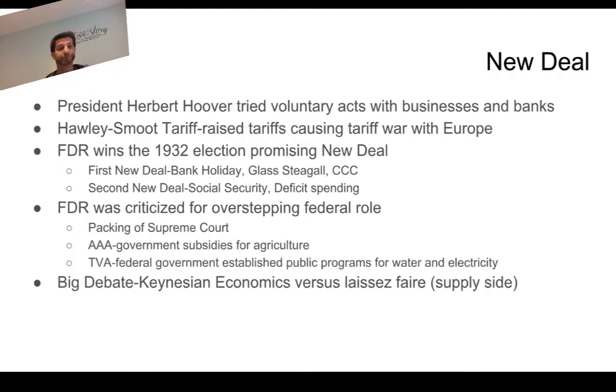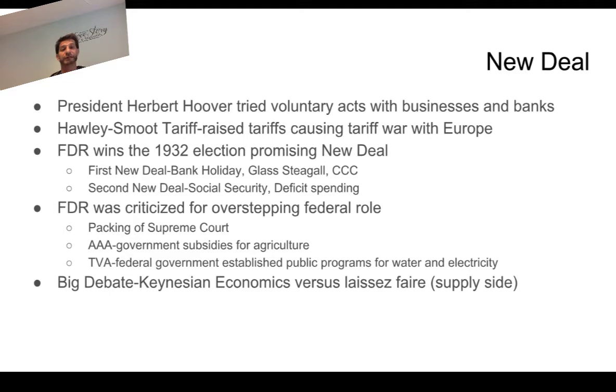So what was the response to this? Remember, we talked about how Herbert Hoover did have some governmental interference, and he did. He tried voluntary acts with businesses and banks, and he also tried to set up government loaning agencies in order to try to help out with the economy, but it just wasn't enough.